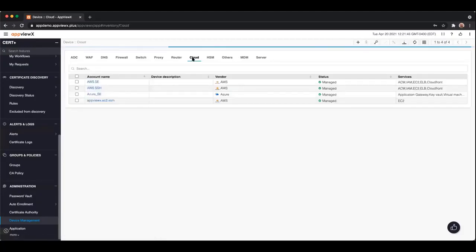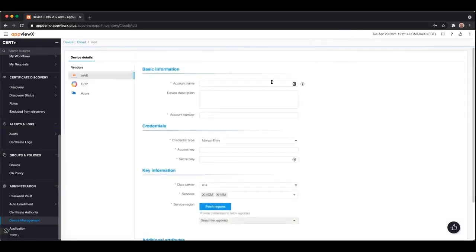When we talk about cloud, we do have native integrations with the three major cloud providers, which would be Amazon, Google, and Microsoft. So AWS, GCP, and Azure. We do have native integrations with them, and we can help you manage your certificates in the cloud.